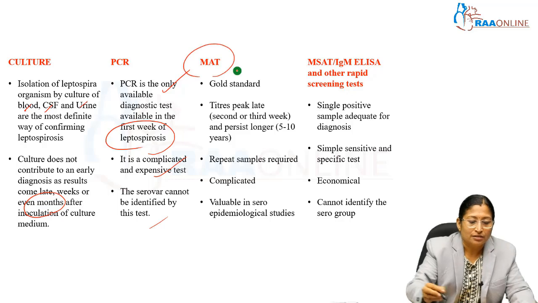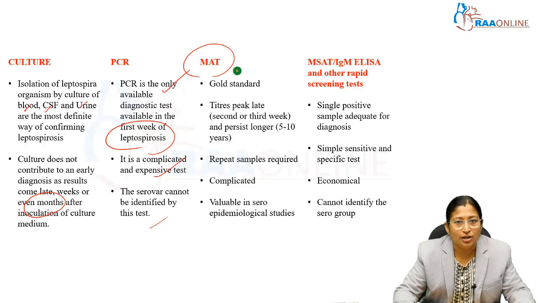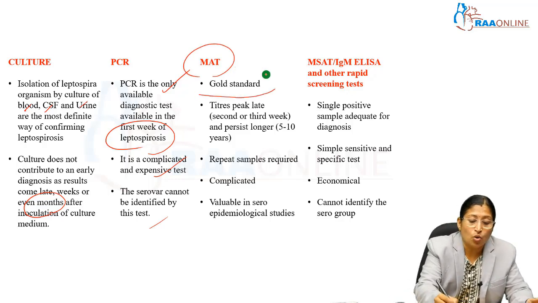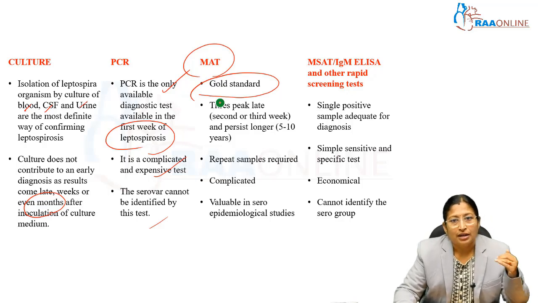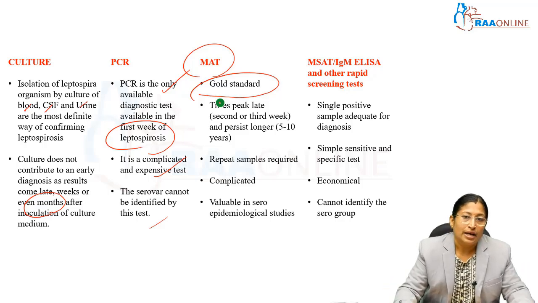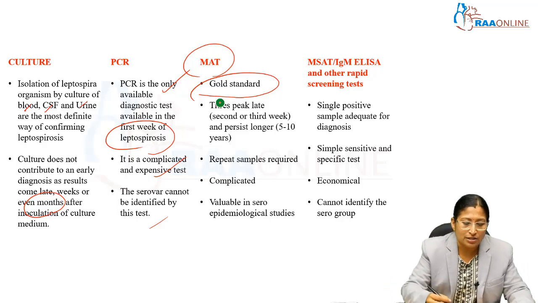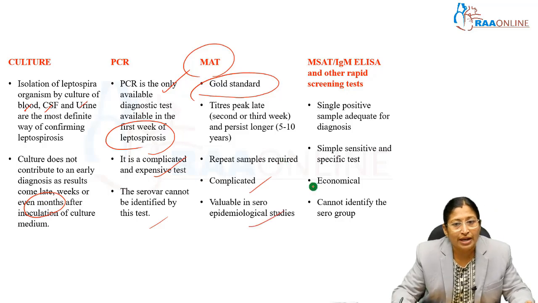Coming to MAT. Okay, what is this? The microscopic agglutination test. This is the gold standard test. But again you have to demonstrate a rising titer like with any other serological test. A rising titer has to be demonstrated from acute and convalescent samples, and repeat samples are required. Again it is a complicated test; it is used only in research and epidemiological studies.